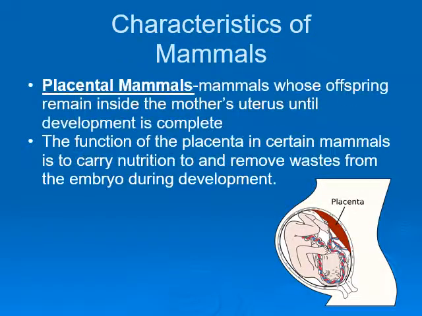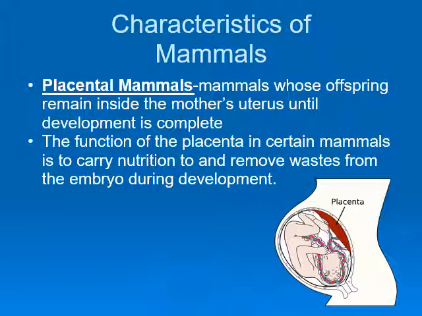And then our last group here, based off of how they give birth, are the placental mammals. These are mammals whose offspring remain inside of the mother's uterus until development is complete. So take a human, for example. They carry the embryo and the fetus inside of the mother for up to 9 months. In a placental mammal, there's going to be a placenta.